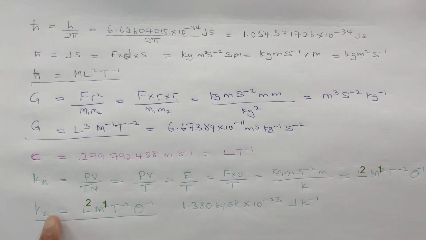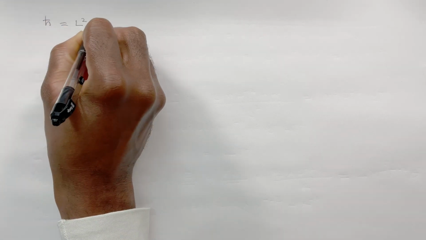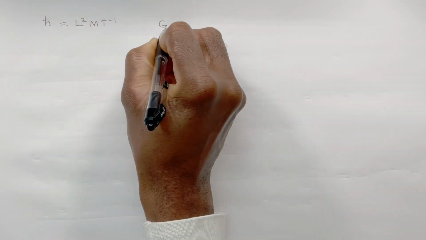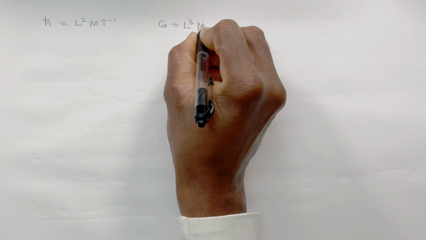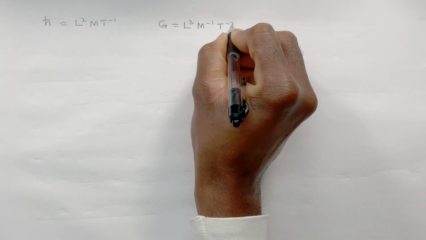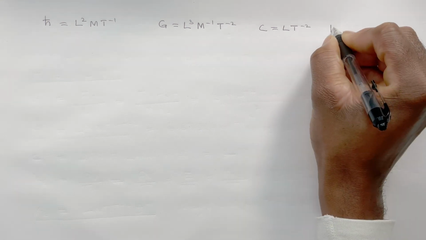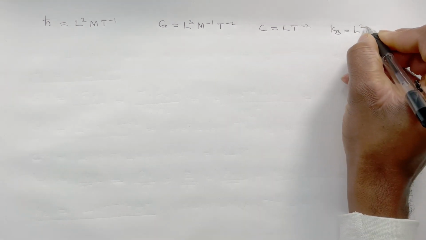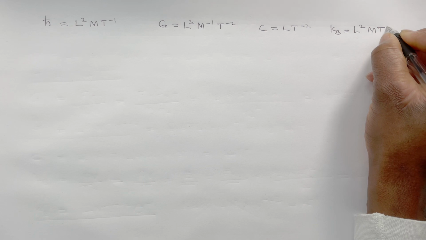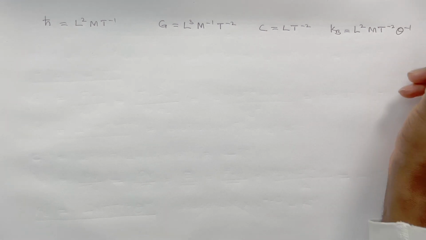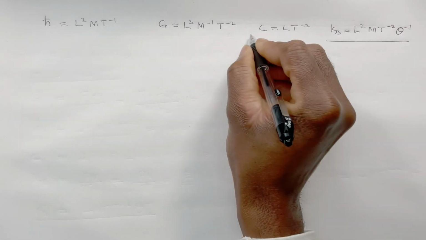So these are the 4 universal constants that we'll be using. Let me write them down again. H bar is L squared, M T to the power minus 1. G is L cubed, M to the power minus 1, T to the power minus 2. C is L T to the power minus 2, and KB is L squared, M T to the power minus 2, theta to the power minus 1. So that's what we are using.